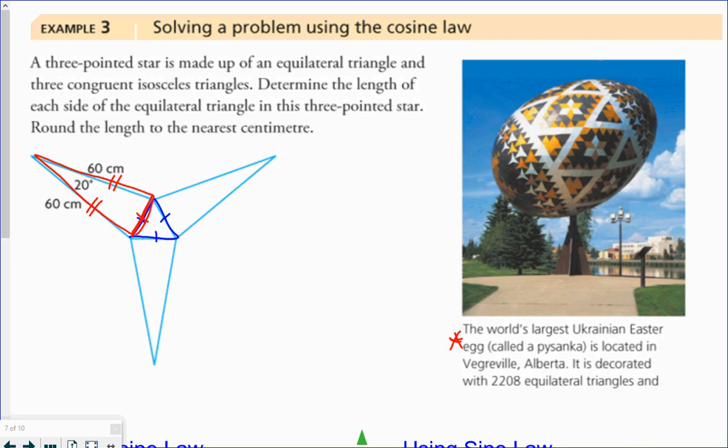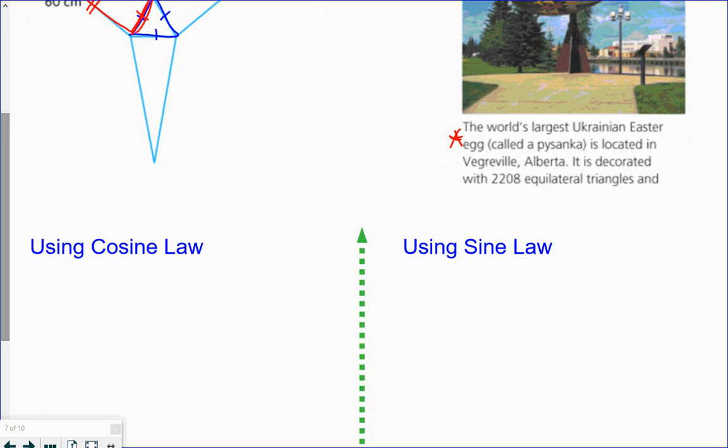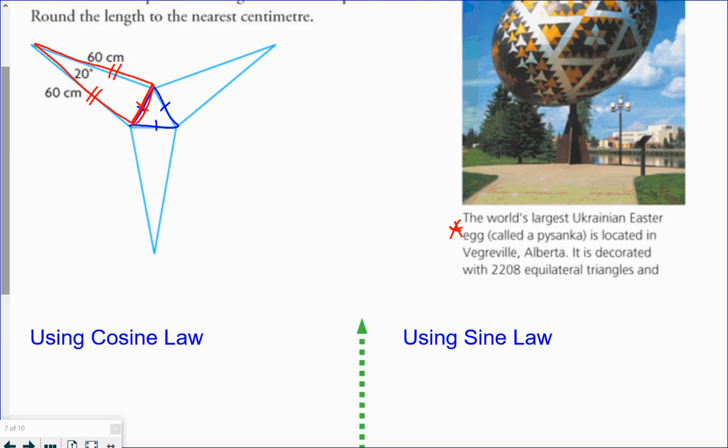It's pretty cool. There are actually two different ways of doing this question. One way uses cosine law, and the other way uses sine law. I'm going to do it both ways just to show you that in trig, depending on the process you take, there's usually more than one way to solve questions. If I use cosine law, this is what I'm looking for right here, so I'm just going to call it x.